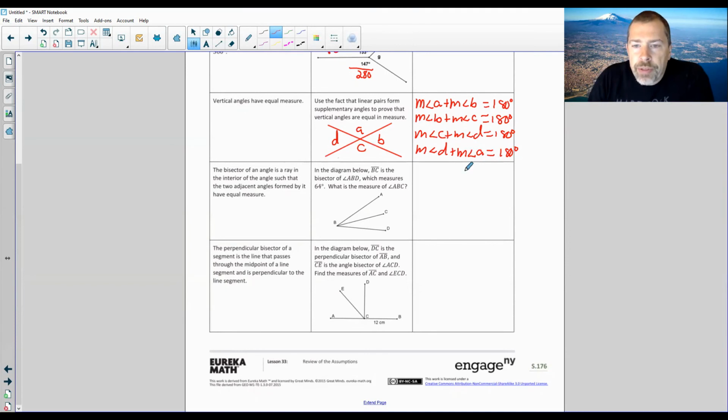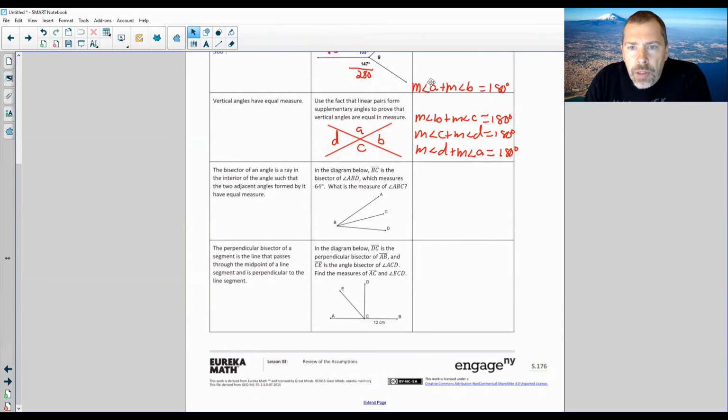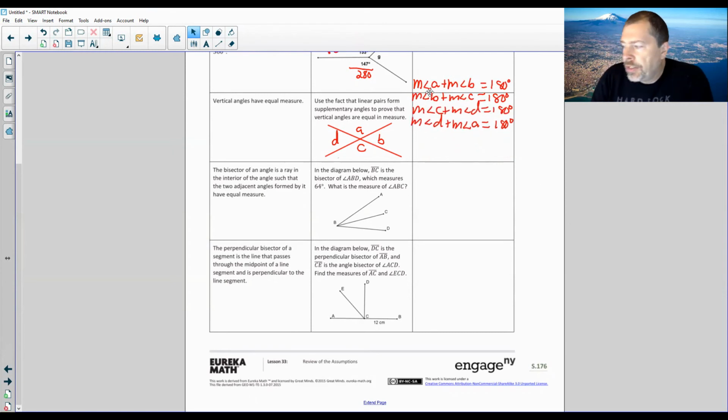There's more we can say about this. Let me keep going. So let me move these up. So after going all the way around and showing every single linear pair like I have done, you can also say, let's see, the measure of angle D plus the measure of angle A equals the measure of angle C plus the measure of angle B. So D plus A equals C plus B.